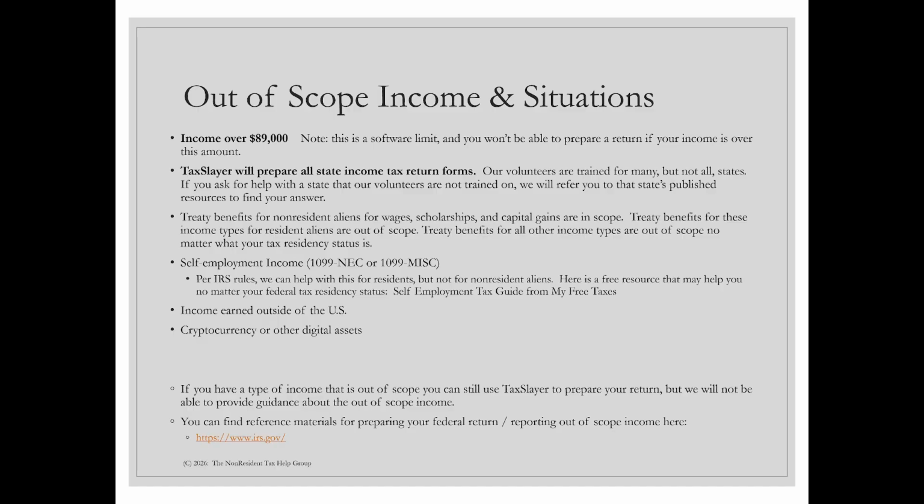We do have some limitations on the things that we can help with. Sometimes these are enforced in the software and we can't change them at all. Other times the software may handle things, but we aren't trained or are not able to help you. So the first one is income. She's got to be under $89,000 of income. This is a hard limit. We can't change it. And it's a total income on the return kind of scope.